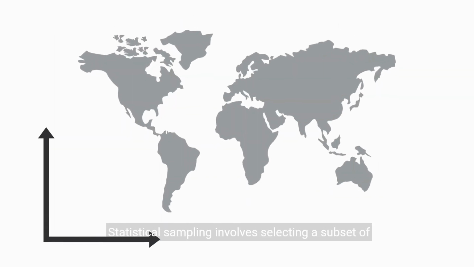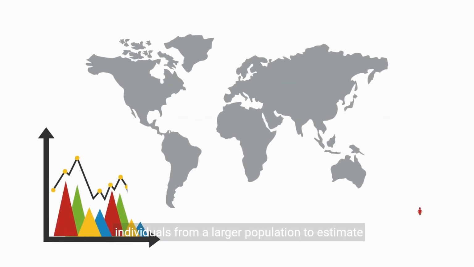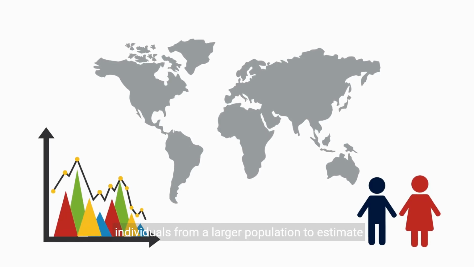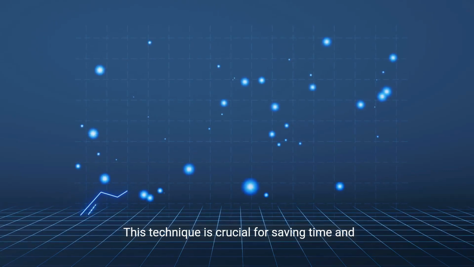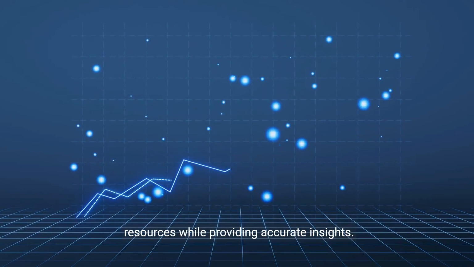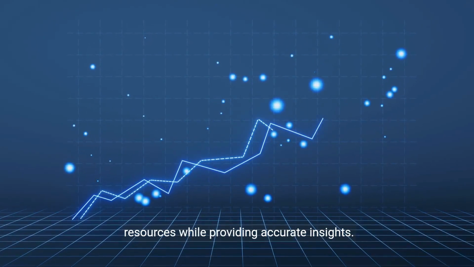Statistical sampling involves selecting a subset of individuals from a larger population to estimate characteristics of the whole group. This technique is crucial for saving time and resources while providing accurate insights.